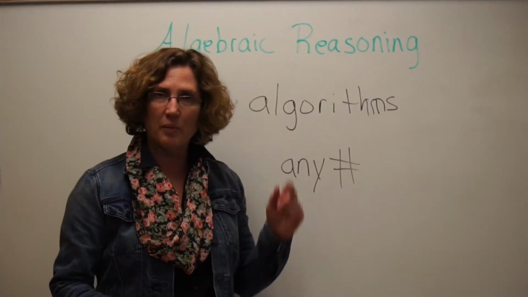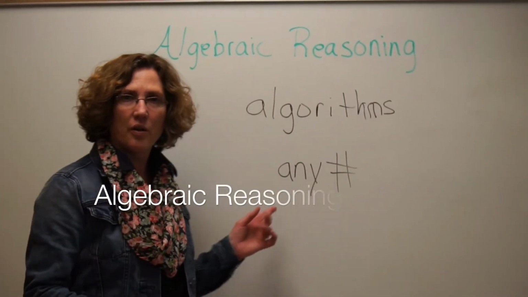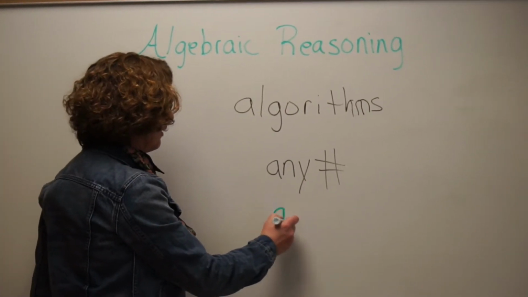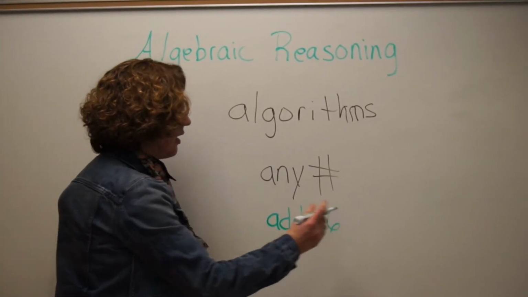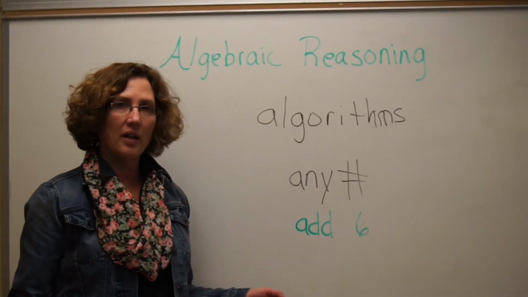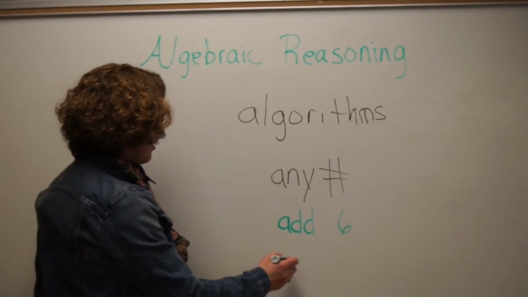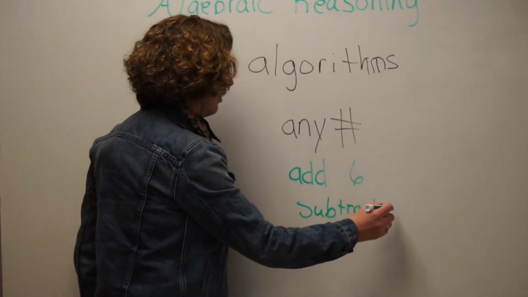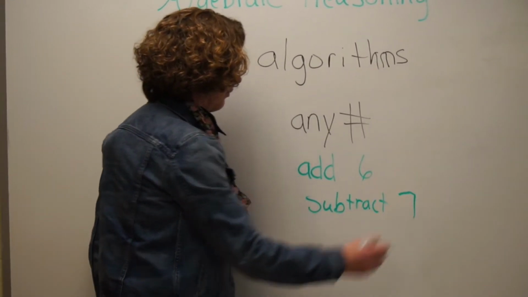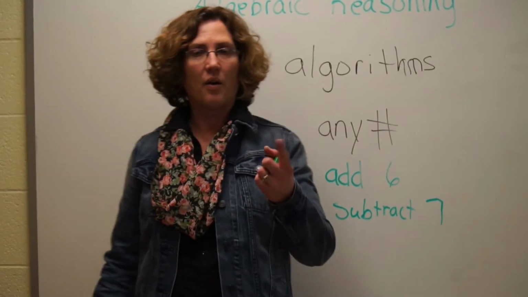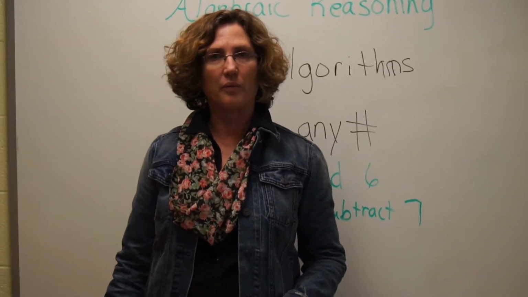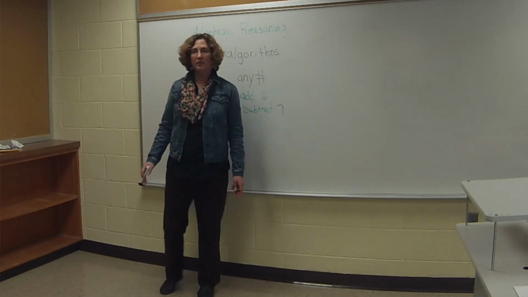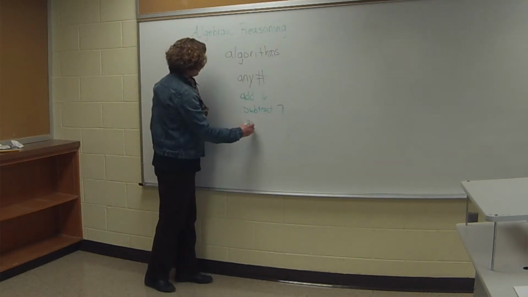So we already talked about what an algorithm is. So I'm going to do one algorithm. We're going to add 6 to any number. Then let's subtract 7. Now, I want you to come up with an algorithm. Give me an algorithm, please. Multiply by 5.